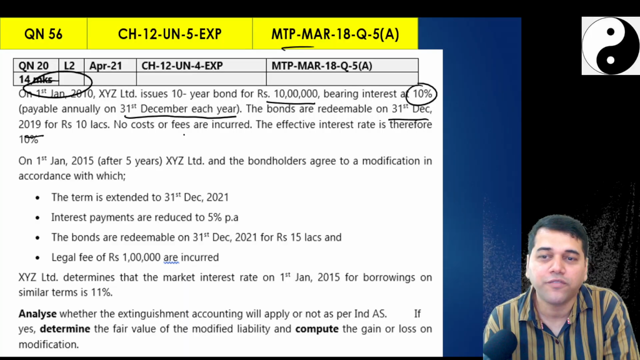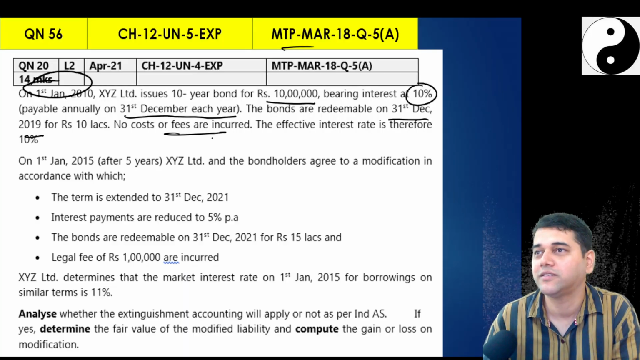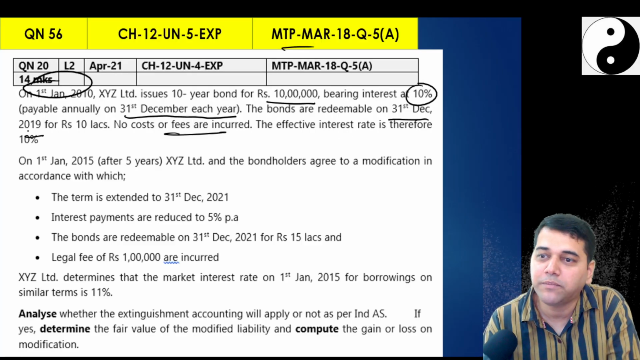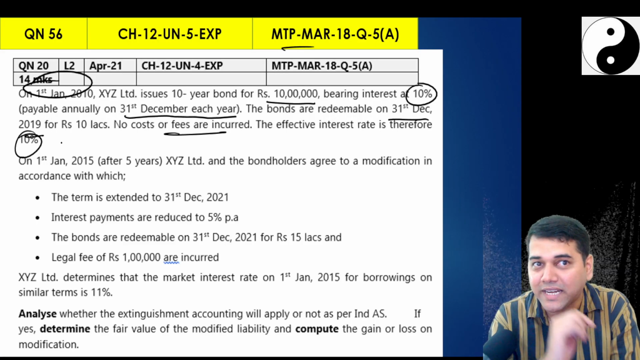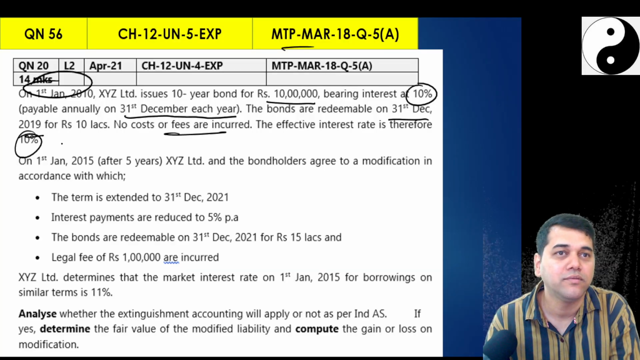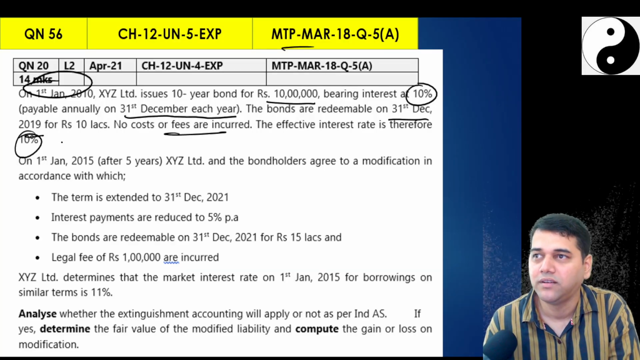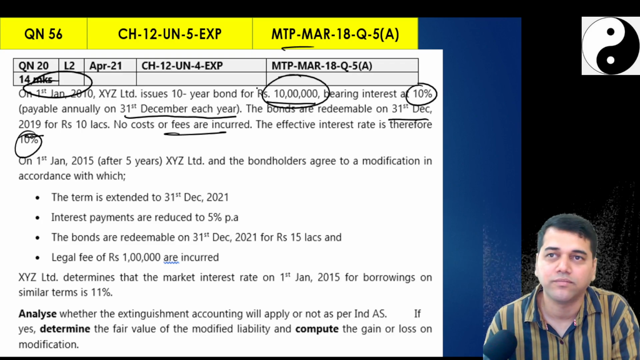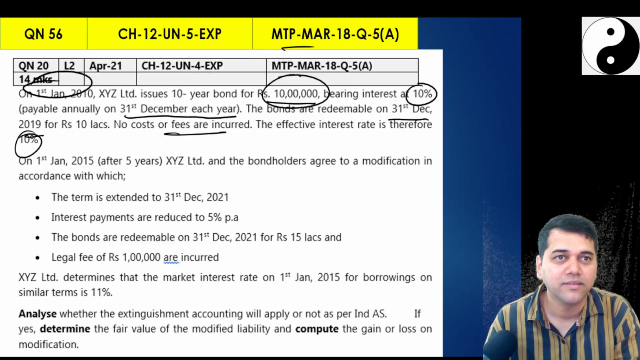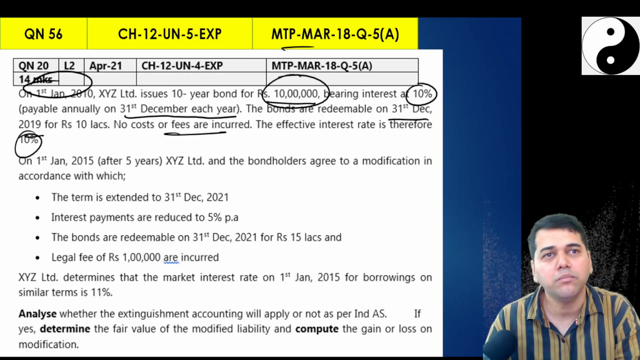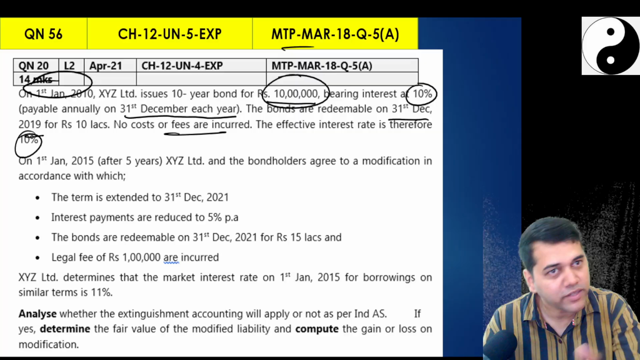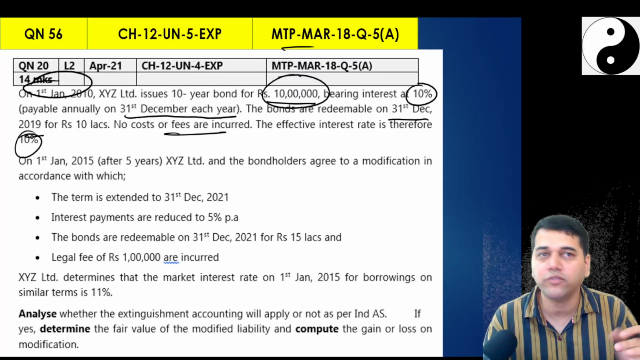No cost or fees is incurred on day one, like good amortized cost, no headache. The effective rate is therefore 10%. That means this must be at market terms. That's what is my fair value? Transaction price. 10 lakh itself is my fair value. So on day one, what entry I would have passed? Bank account debit to bond account, 10 lakhs, finish. If transaction cost was there, I would have adjusted, then amortization schedule I would have changed.